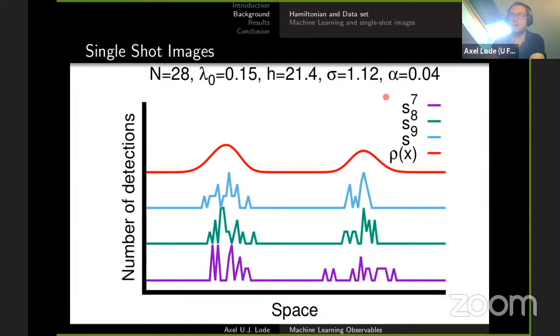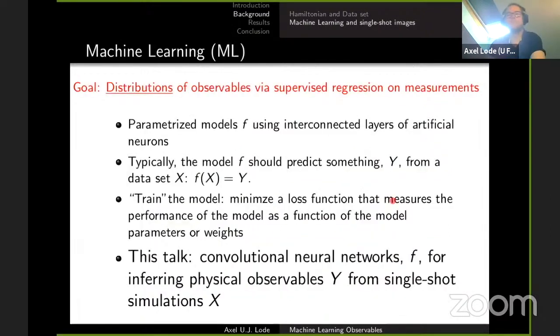And our task is sort of reconstructing the red line from the noisy lines on the bottom. Okay, so again, now we come to the machine learning introduction part. So we want to get observables via supervised regression on quantum measurements.